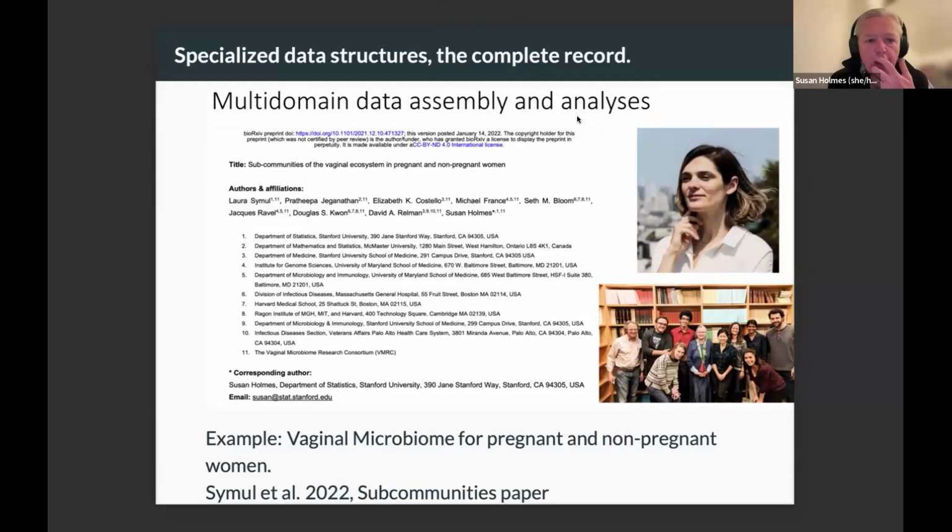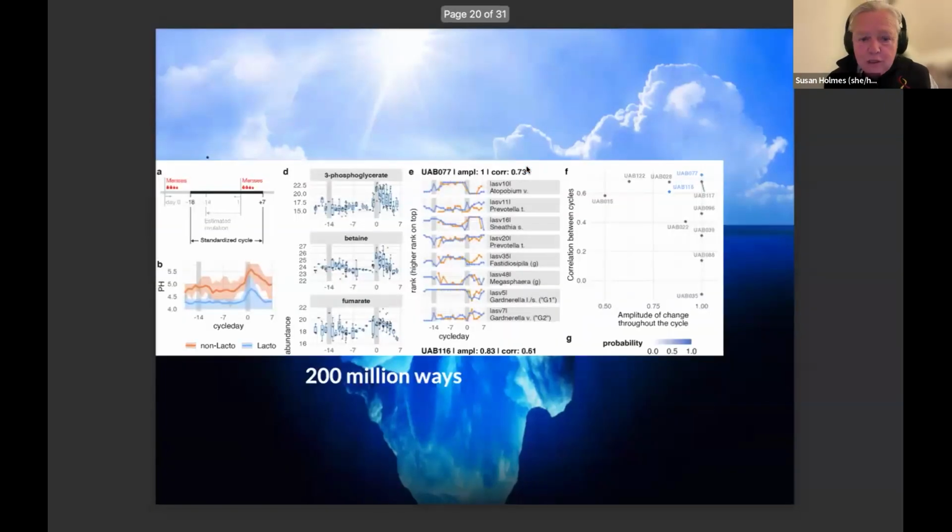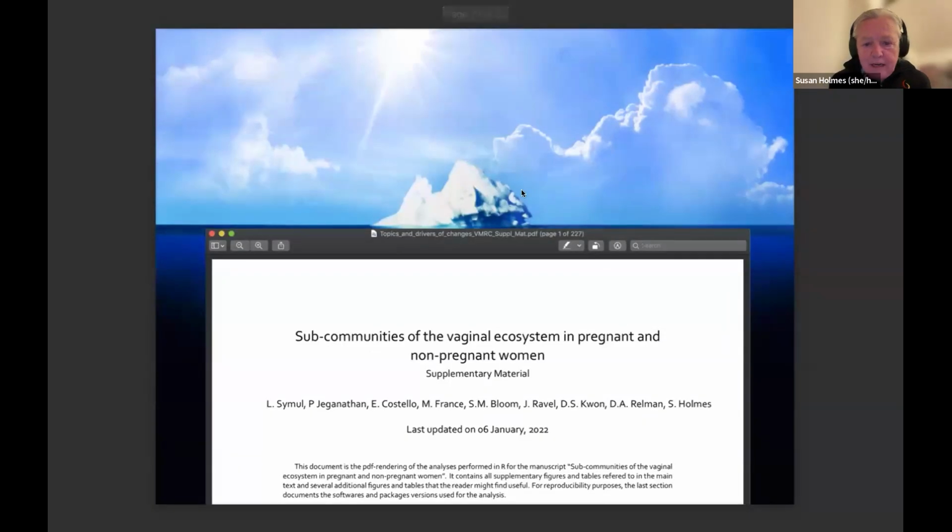And then we generated a lot of specialized data structures and a complete record. And I'm just going to say that today, the supplement for papers, so this is a paper that got published in the Royal Society, is like an iceberg. You see a published paper, which is, say, 10 pages long, and the complexity of the data made it so there were more than 200 million ways of analyzing the data. And we generated a supplement which was 220 pages long.